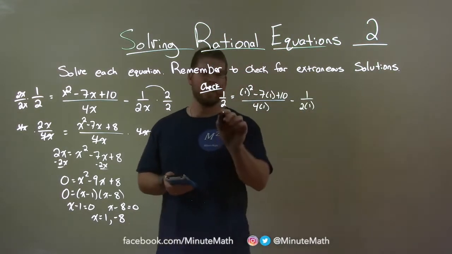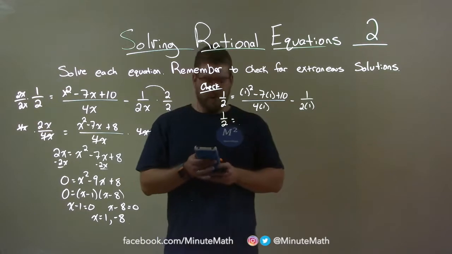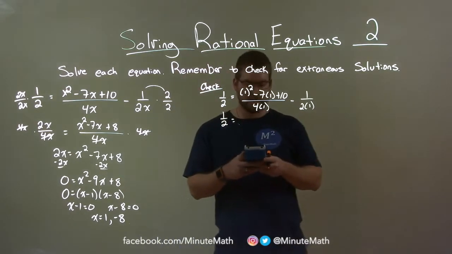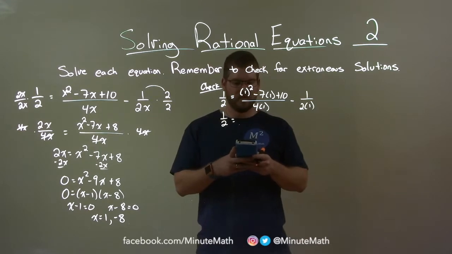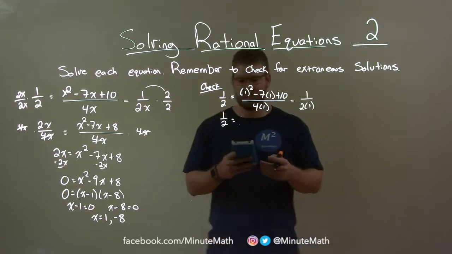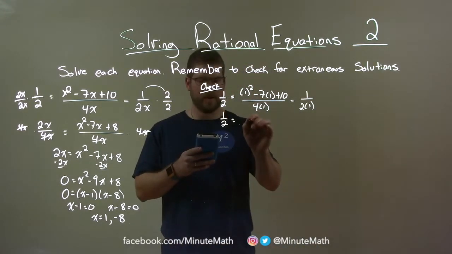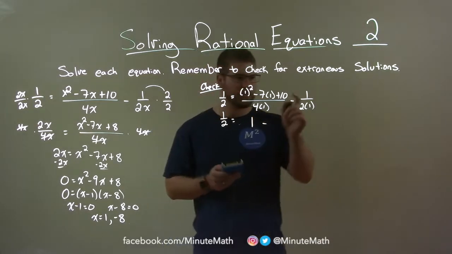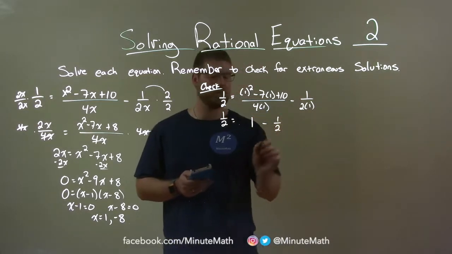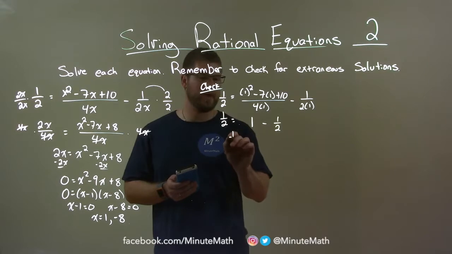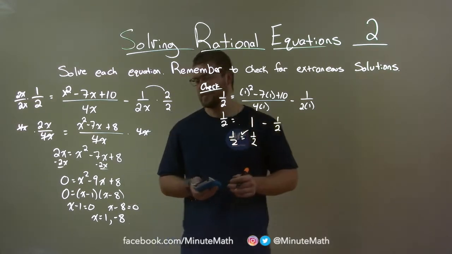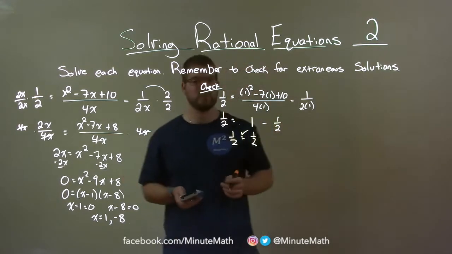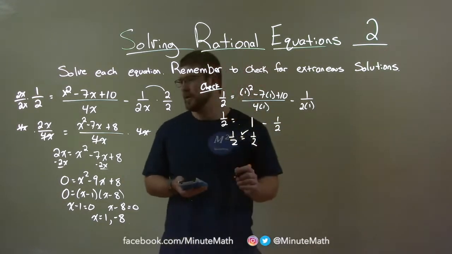Well, 1/2 can stay where it is. 1 squared, which is 1, minus 7 times 1 is 7, plus 10, divided by 4. Oh, look, that's just 1. We got a 1 right here. Minus 1/2, pretty straightforward. 1 minus 1/2 is 1/2. Left and right hand side are equal, so 1's a true solution. Let's check the other one here.